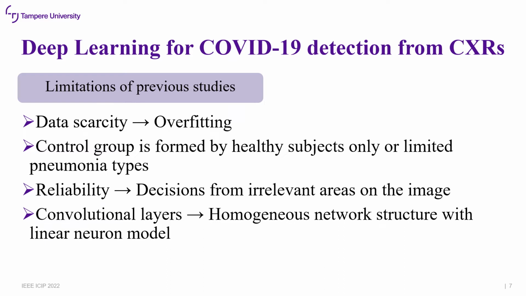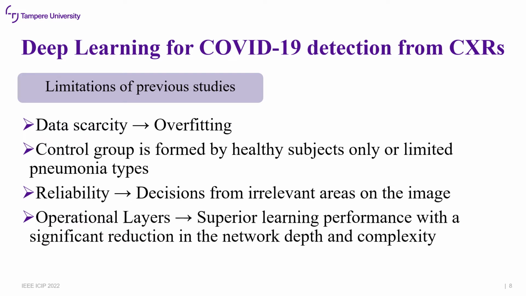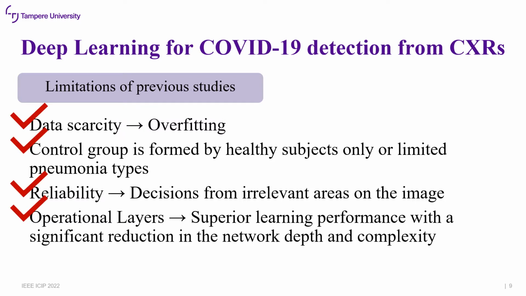And also, convolutional neural networks, which have convolutional layers, are very popular. However, these networks have homogeneous network structures since they have a linear neuron model. On the other hand, operational layers have nonlinear neuron models. That's why they can have a superior learning performance compared to convolutional layers, and they significantly reduce the network depth and complexity.